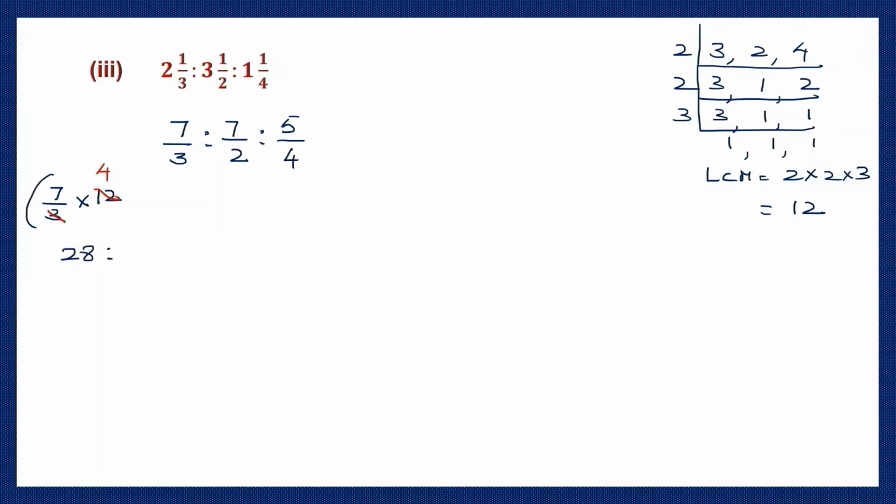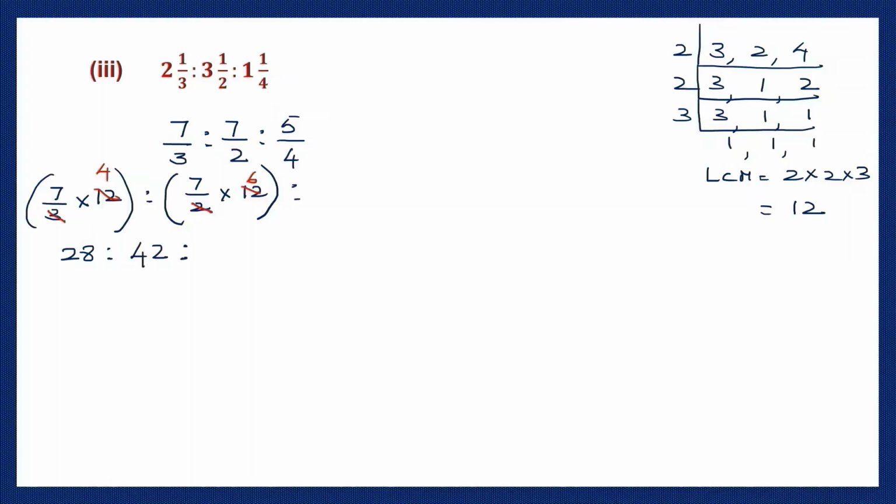So this part is over. Now let me take the second fraction, that is 7 by 2, and I'm going to multiply it with the LCM that I have. Let me cancel. 2 6s are 12, so that's it. I can't cancel anymore. 7 6s are 42. So I've got the second number in my ratio.